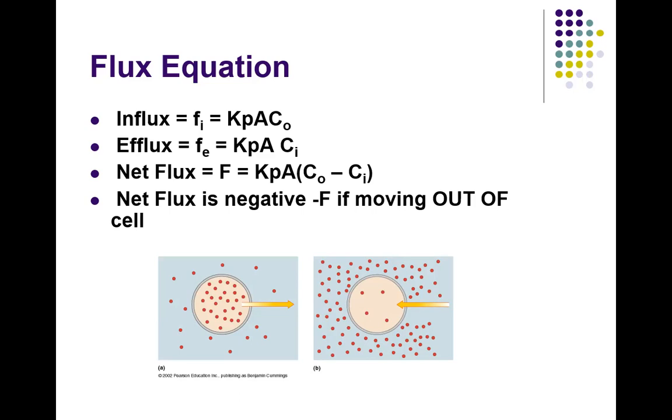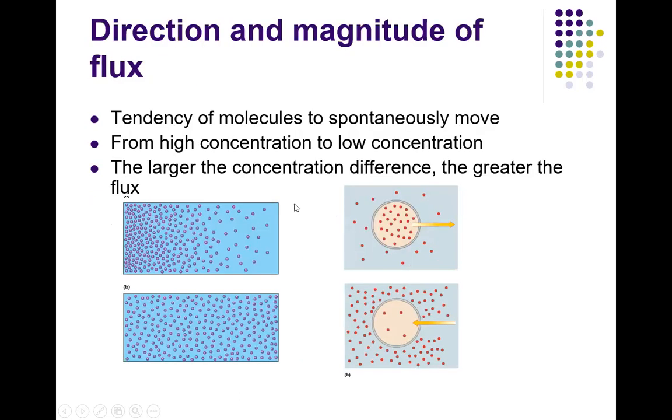So like I said, you don't have to do the math, but if we had a net flux that was negative, that means things are moving out of the cell. If you have a net flux that's positive, that means that is moving into the cell. Because if you did the math, if you do your subtraction, you get a negative value, that's going to tell you it's moving out. And then if it's positive, it's moving into the cell. So the direction and magnitude of the flux.